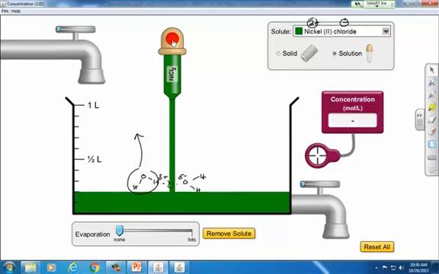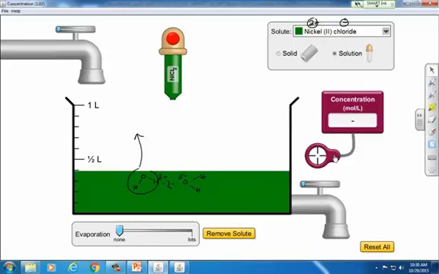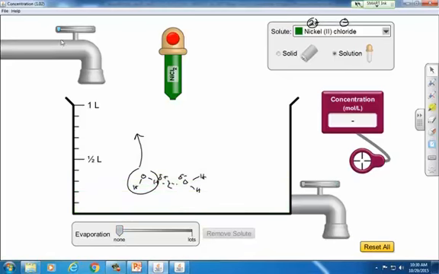Well, then the solution I create is the same concentration as what I'm adding. Right, so you can get a sense for, if that's 5 molar in here, this concentration in here is 5 molar. I dump it all out, just add a little water.